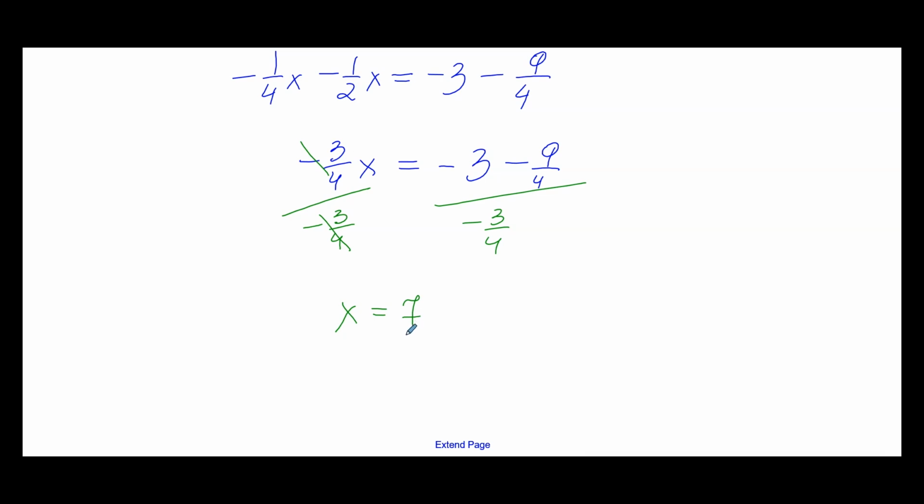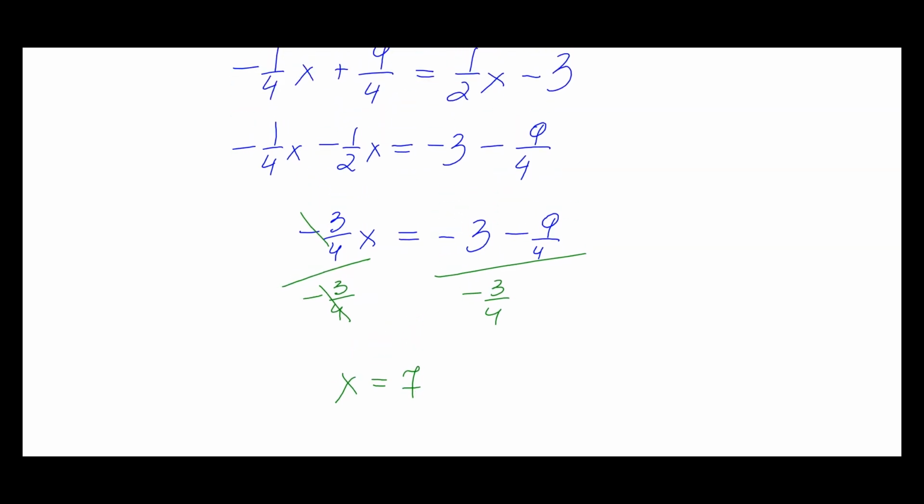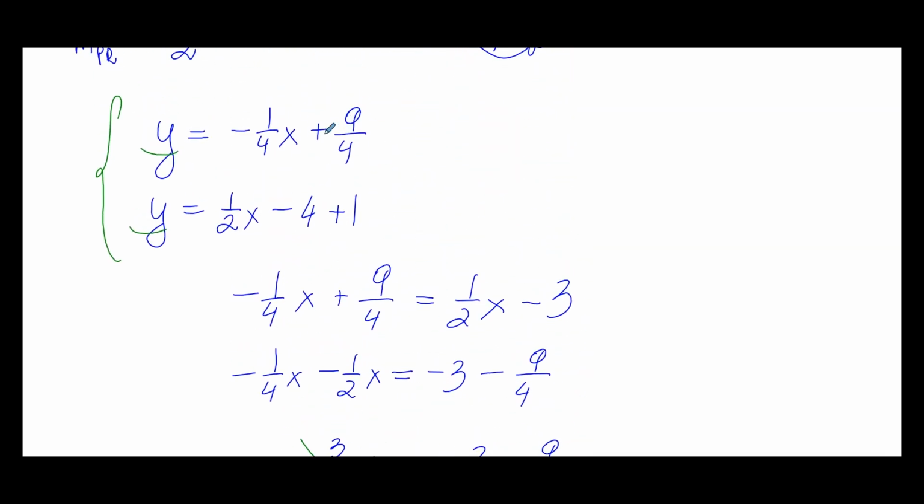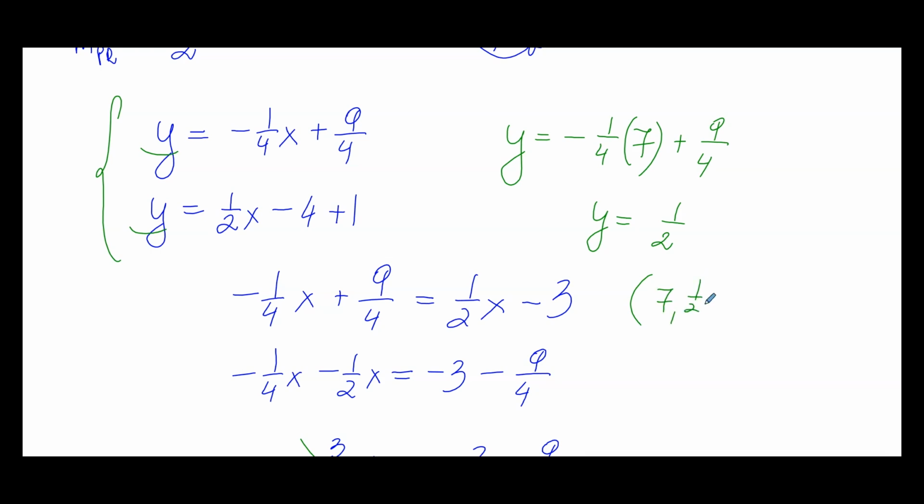7. Now, to find the value of y, because don't forget, that's what we need, I can use any of those two equations, doesn't matter which one. So let's say the first one, y equals minus 1 over 4 times the value of x, which is 7, plus 9 over 4, and we put that in the calculator, and we get that that is a half. So those are the coordinates of my circumcenter.